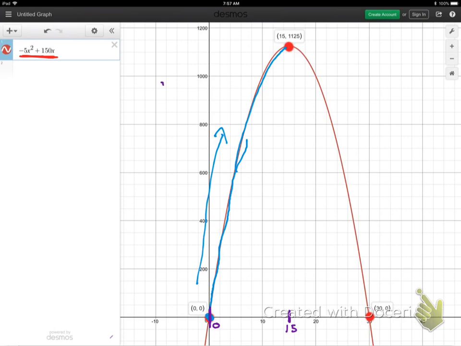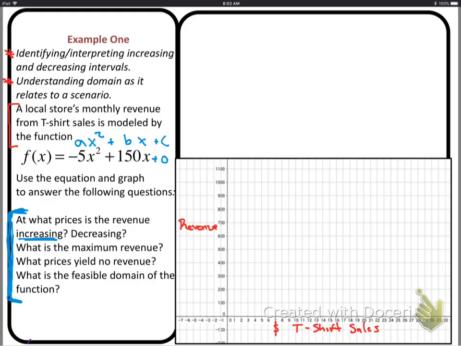Now to notate this, we want to state that our increase was from 0 to 15. So 0 is less than or equal to x is less than or equal to 15. That notates, on the x-axis, that from 0 to 15 an increase occurs.